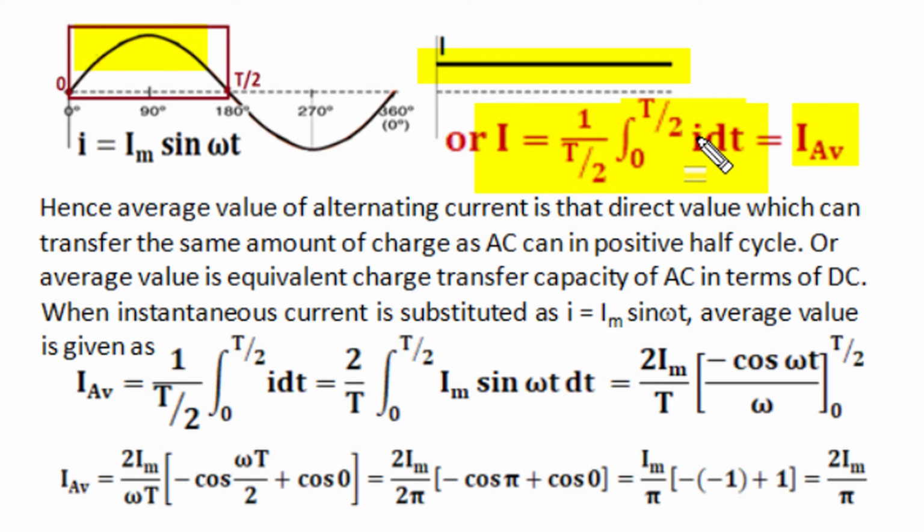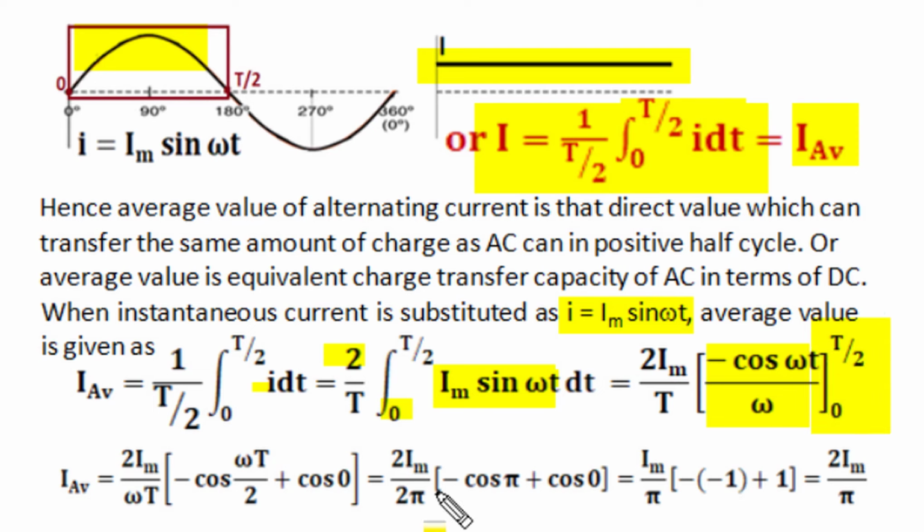And in place of sinusoidal instantaneous alternating current I = Im sin ωt, if we substitute the time varying expression of instantaneous current and perform this integration, in this T by 2 will come in the numerator, and the integration of sin ωt is minus cos ωt over ω, and the limits of integration for the positive half cycle, starting from 0 time instant to T by 2, come after the integrated result.